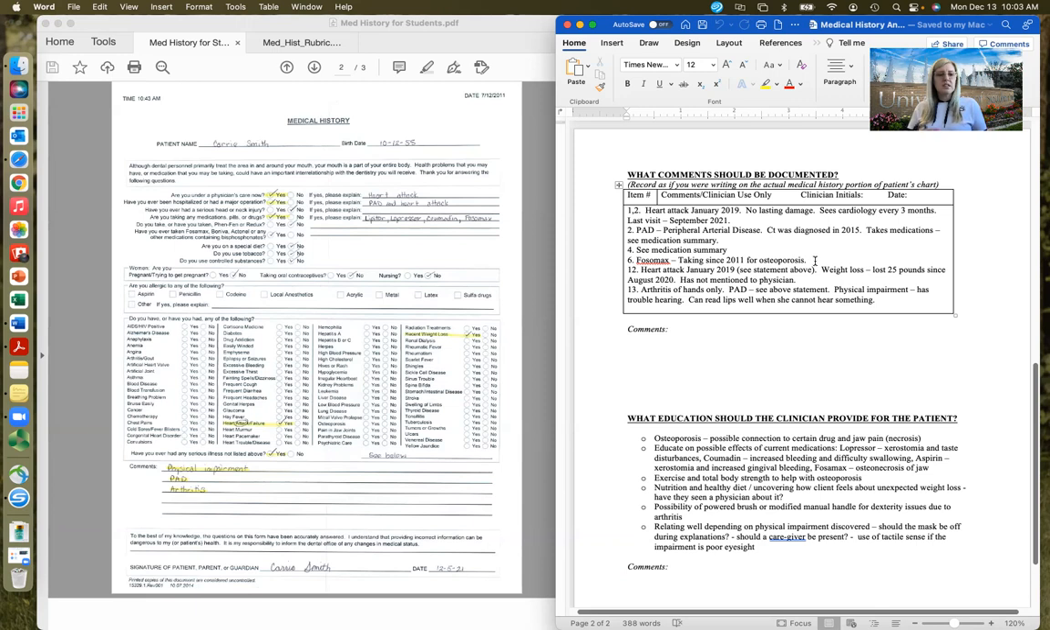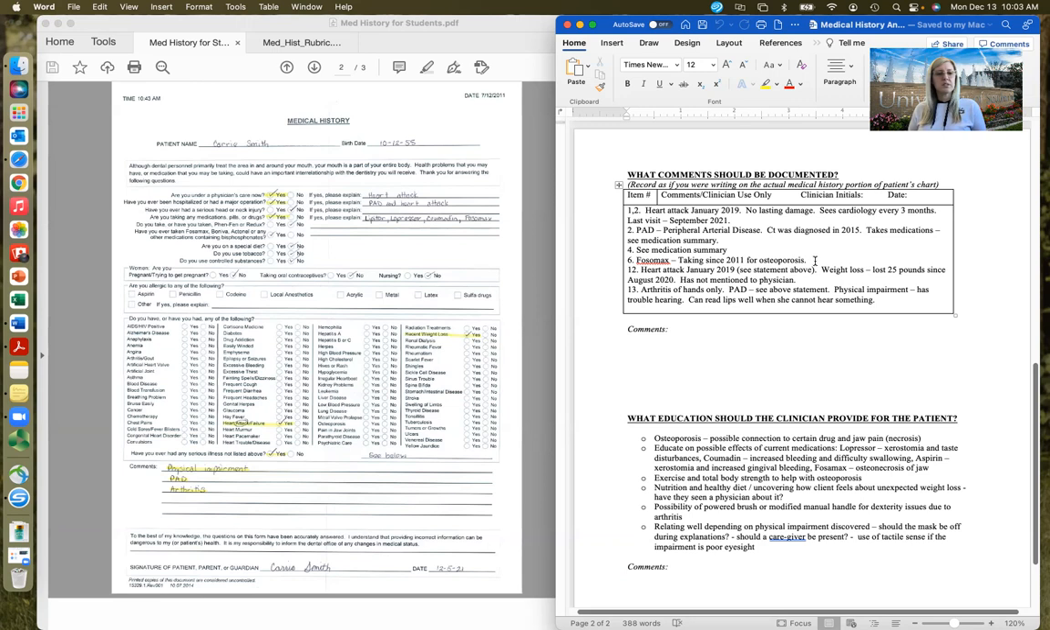For number 13, then it's the items that were written in. So arthritis, we asked them where their arthritis was. They said of the hands only. Cool. Now we know we're going to have to definitely modify some of their oral health education because they're not going to have the manual dexterity that somebody without arthritis would have.